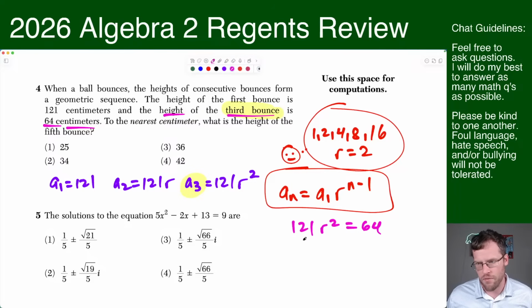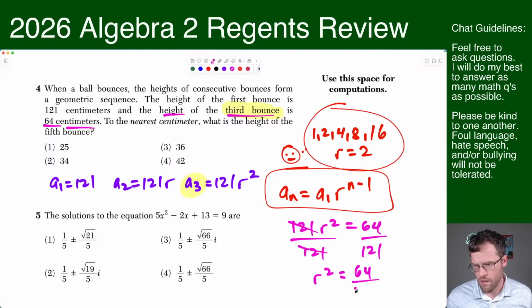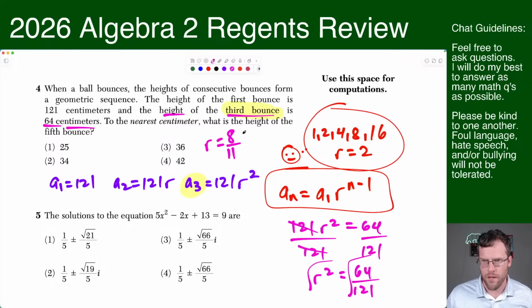And then I just have to solve for r. So I divide by 121, so r squared equals 64 over 121. Then just take the square root of both sides. Both of those numbers are perfect squares. The square root of 64 is 8, over the square root of 121, which is 11. Okay, and then, what's the height of the fifth bounce?